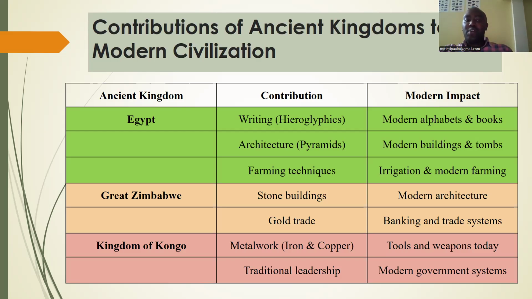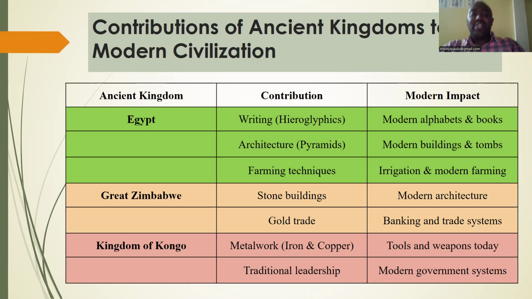So the stone buildings, you remember what I talked about the Great Zimbabwe ruins, where they had very skilled builders who even had the technology of constructing without use of cement. So the stone buildings have impacted the modern world through modern architecture. Another contribution is gold trade, which in the modern world has impacted through banking and trade systems.